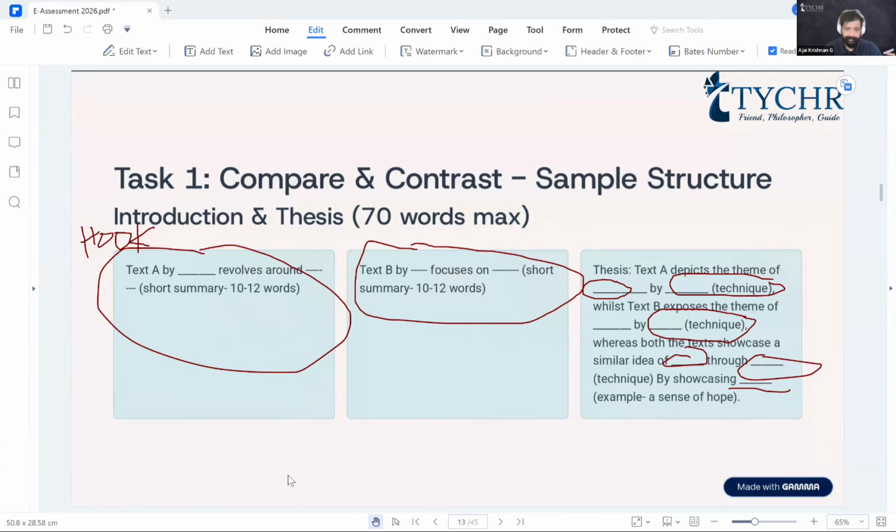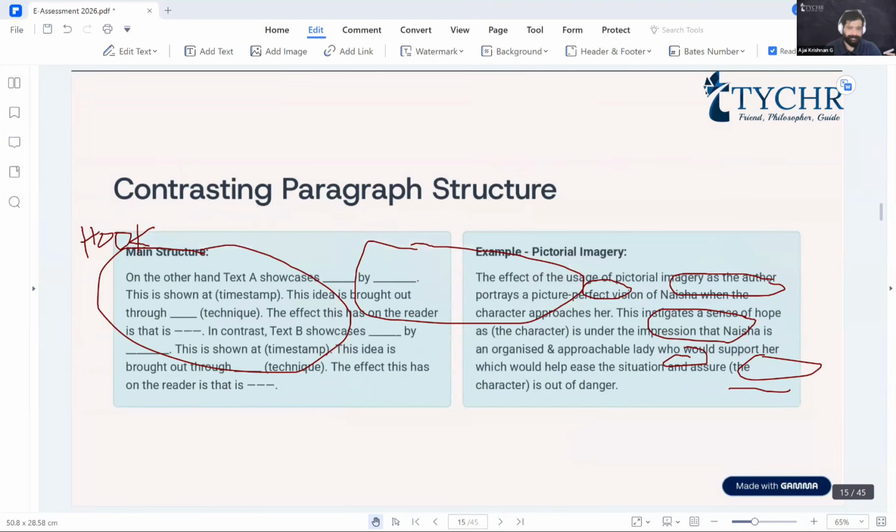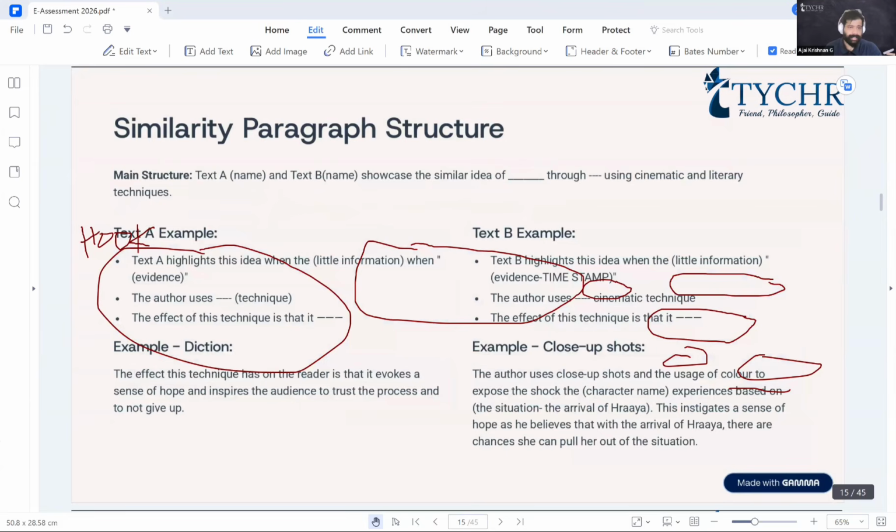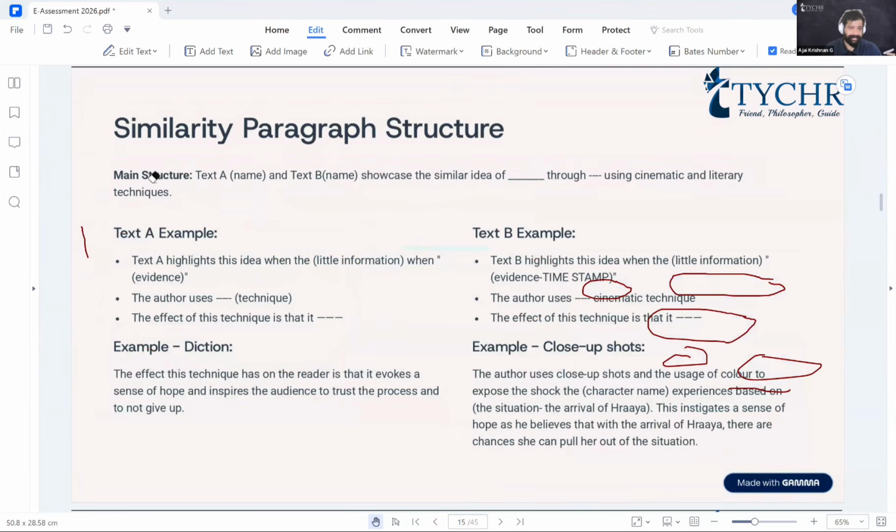And then once you're done with the thesis statement and the introductory paragraph, you go to something called a body paragraph. So here you have the first body paragraph, which is the similarity body paragraph. We're going to talk about how both the video and the text are similar to each other. You start with a text A sample.